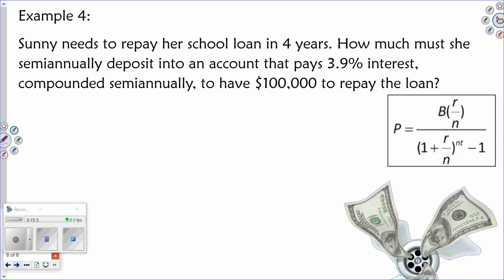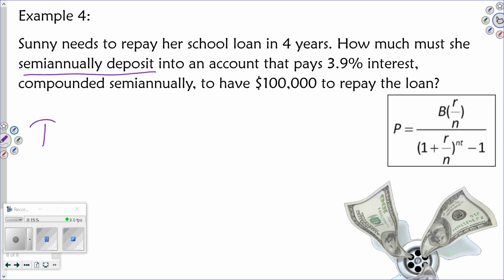All right. But do we see why this is the periodic one as opposed to the single? How do we know this is the periodic formula? Yeah, how much they semi-annually depositing. So it's not just a one-time thing, I'm putting it in and letting it grow. We're putting money in semi-annually.